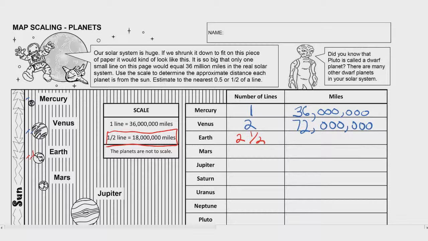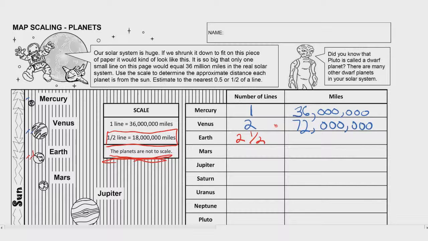By the way, in case I didn't tell you, it says right here the planets are not to scale. Because remember, the planets are so small compared to 36 million miles, it'd be really hard to draw that. So the planets are not to scale. Sorry if I forgot to tell you that. So a half line is only 18 million miles.